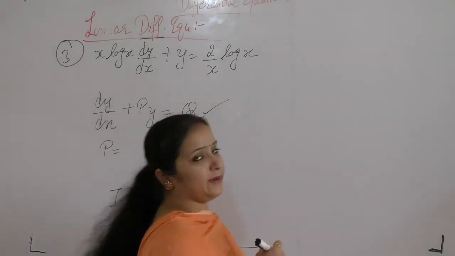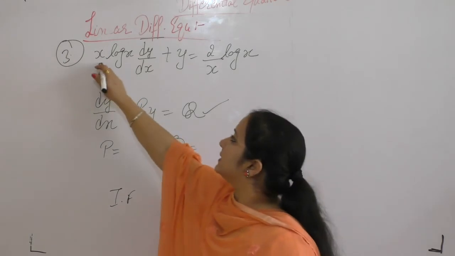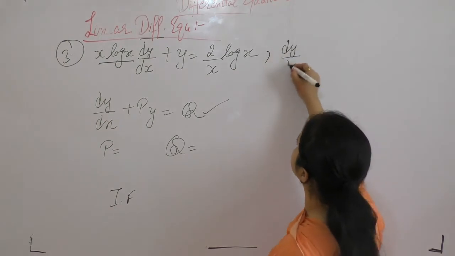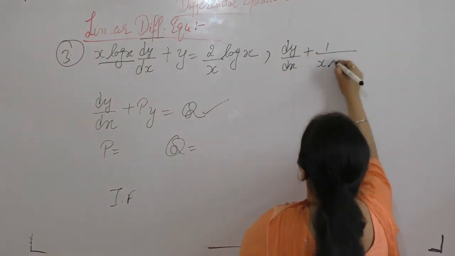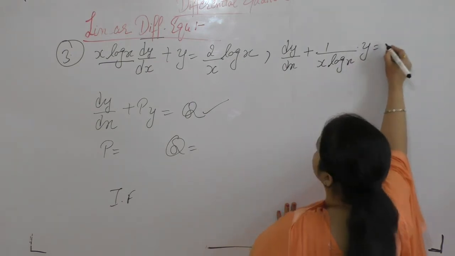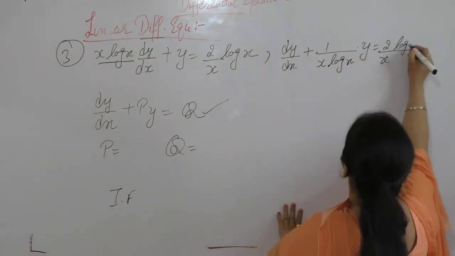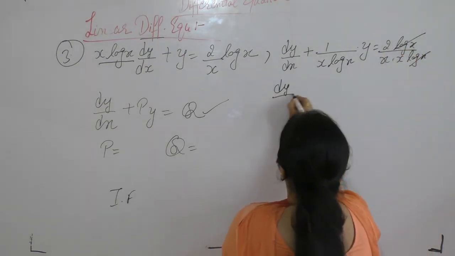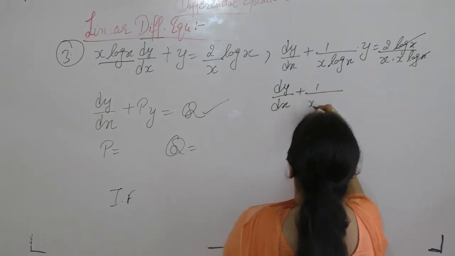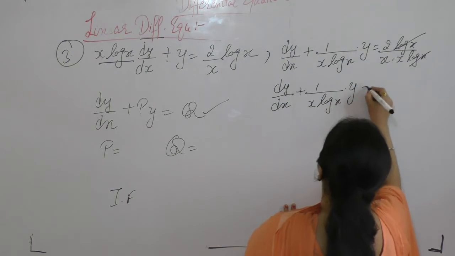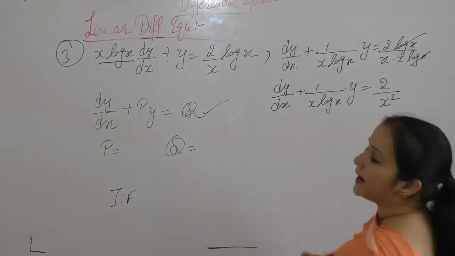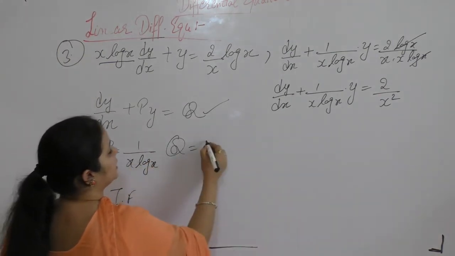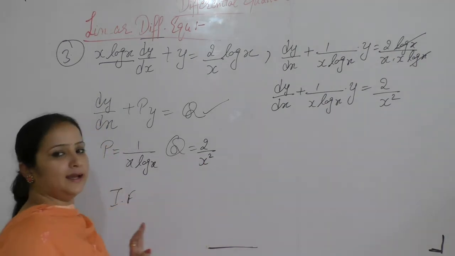What is the value of p here? First we have to make its coefficient 1. So we will divide the whole equation by x log of x. 1 upon x log of x into y. 2 upon x log of x divided by x log of x. So dy upon dx plus 1 upon x log of x into y is equal to 2 upon x square. From here p is equal to 1 upon x log of x, q is equal to 2 upon x square.